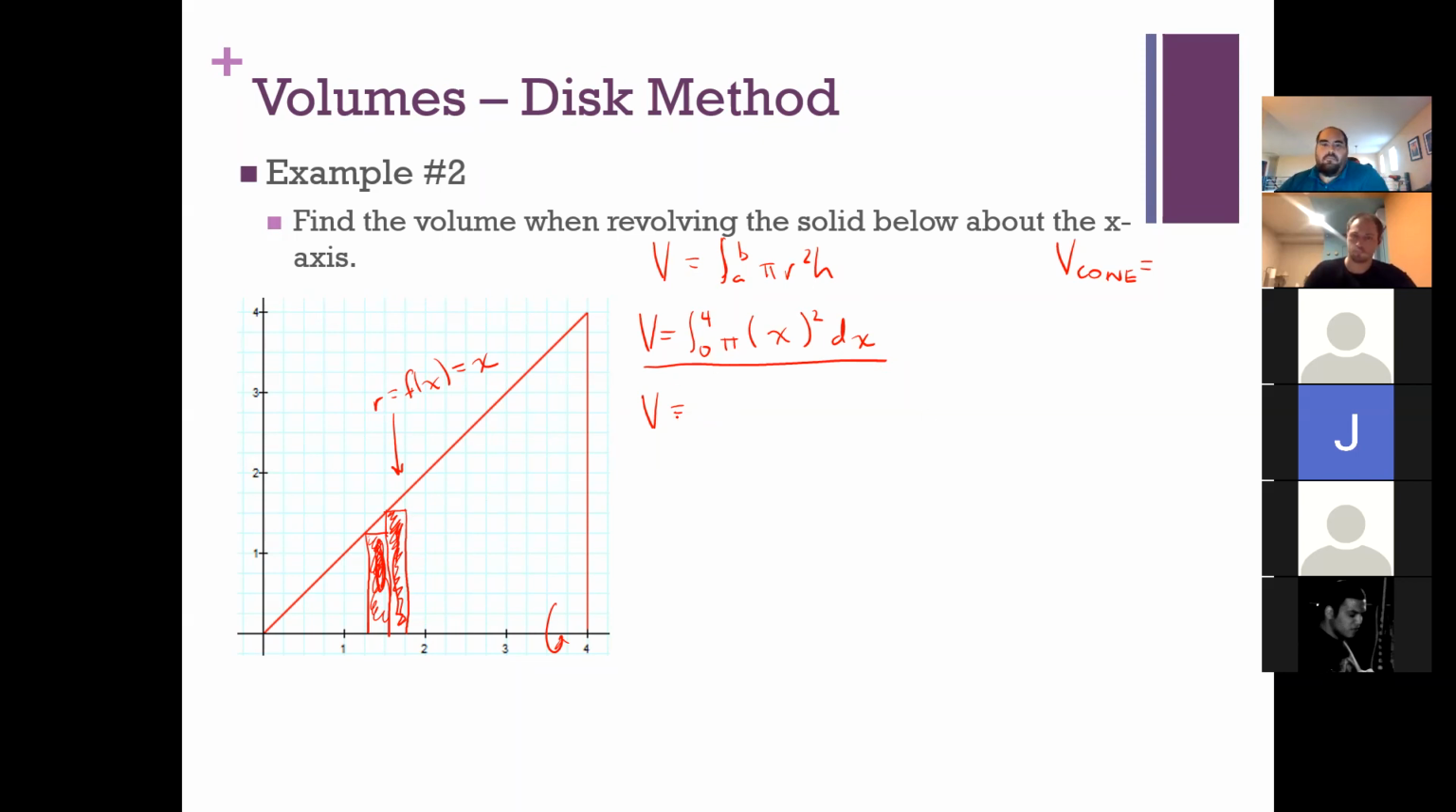I would put pi on the outside. Okay. And then x cubed over 3 from 0 to 4. That's going to give me pi times 64 thirds minus 0 thirds, so you got 64 pi over 3. Does anyone happen to remember what that geometric formula for the volume of a cone is?